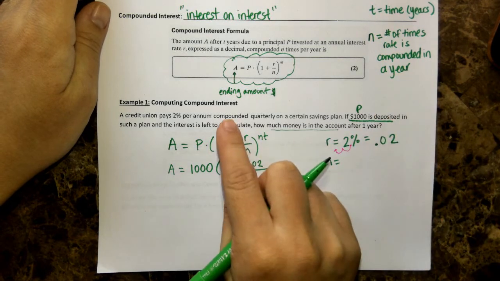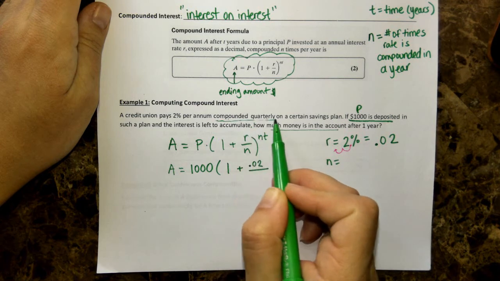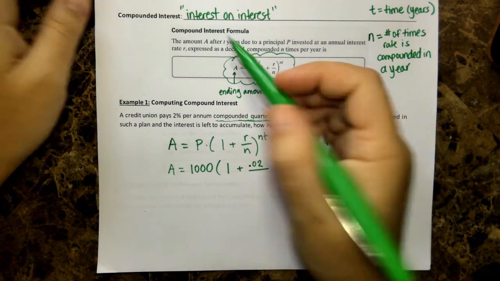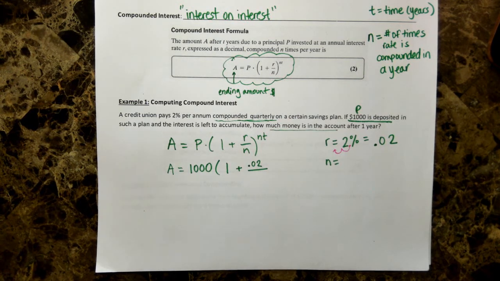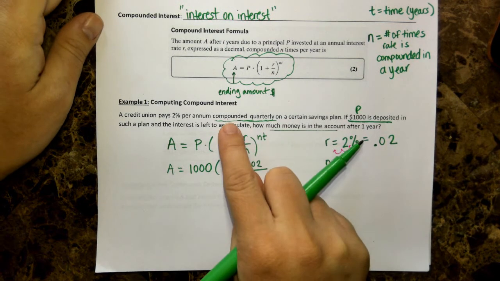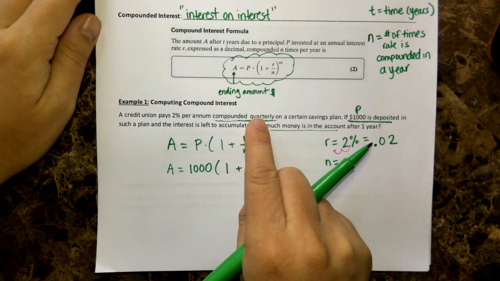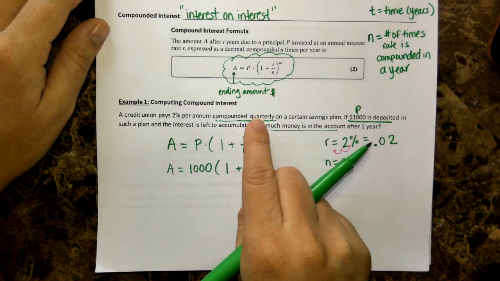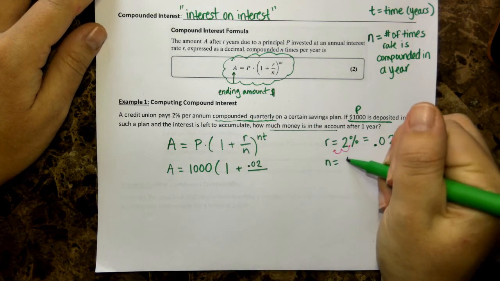Now, it does say that it's going to be compounded quarterly. That's how often they're going to be computing basically the interest on interest. How often are they going to recalculate what interest they owe me on this savings? Well, it says they're going to compound it quarterly. Now, quarterly, think of quarters, there's 4 of them. It happens 4 times in a year. So our N value is 4.